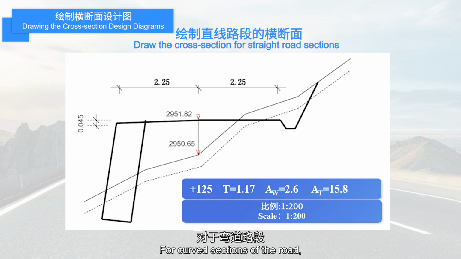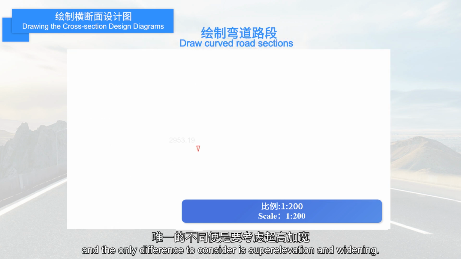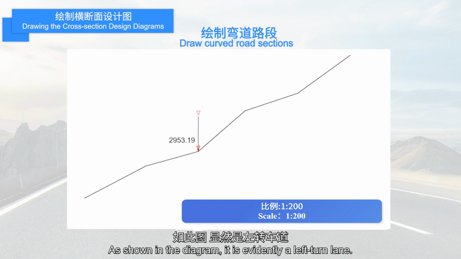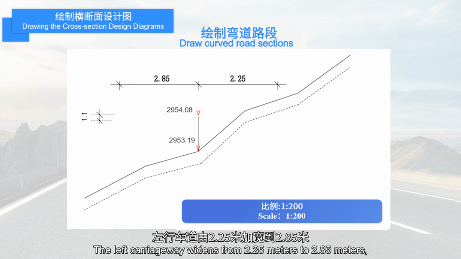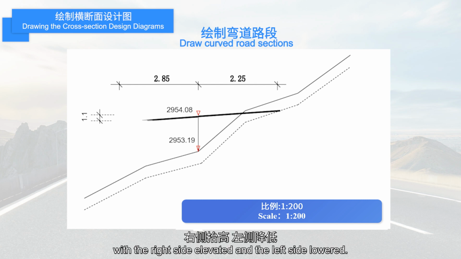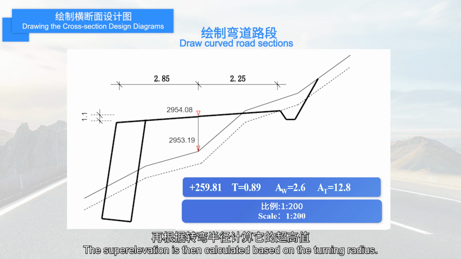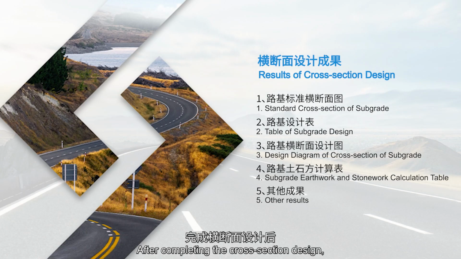For curved sections of the road, the drawing steps are the same, and the only difference to consider is superelevation and widening. As shown in the diagram, it is evidently a left turn lane. The left carriageway widens from 2.25 meters to 2.85 meters, with the right side elevated and the left side lowered. The superelevation is then calculated based on the turning radius. After completing the cross-section design, these results will ultimately be obtained.